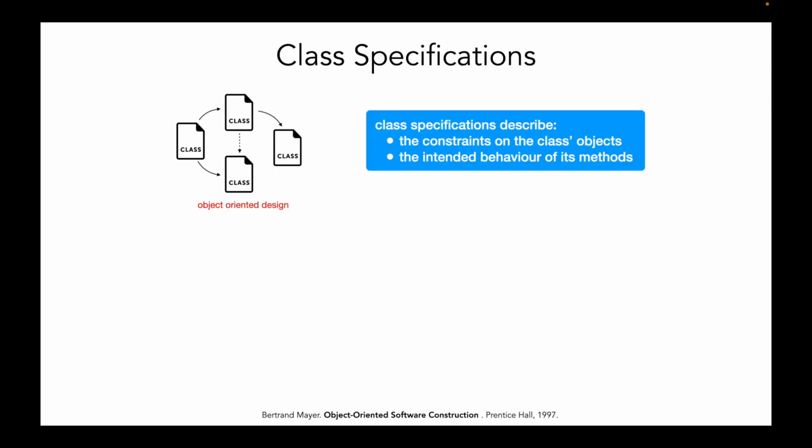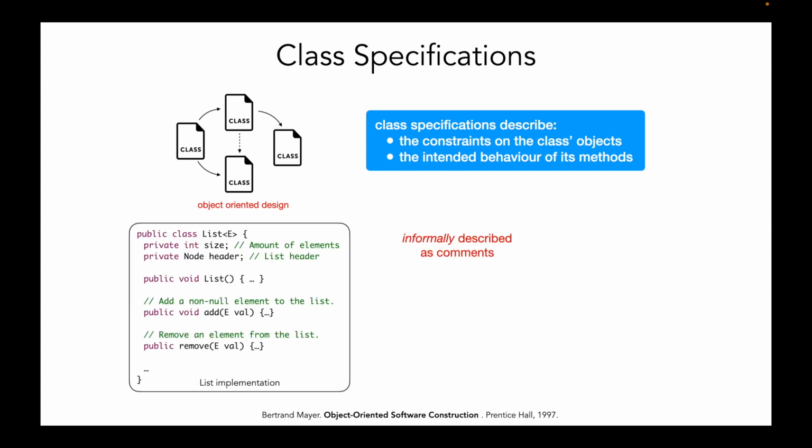So in object-oriented design, where software is organized as a set of classes equipped with methods, a class specification describes the constraints that the class object needs to satisfy and the intended behavior of its methods. Mostly, class specifications appear in implementations informally, through natural language documentation of its API. For example, for this list implementation, they express properties such as the size field must be equal to the actual amount of elements, that the add method actually inserts the elements in the list, and so on.